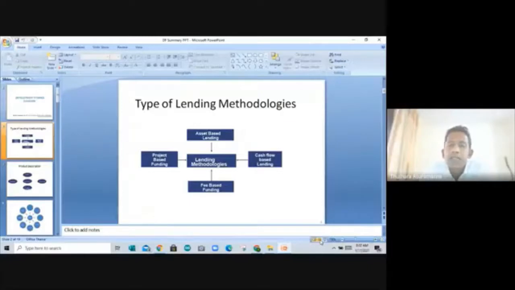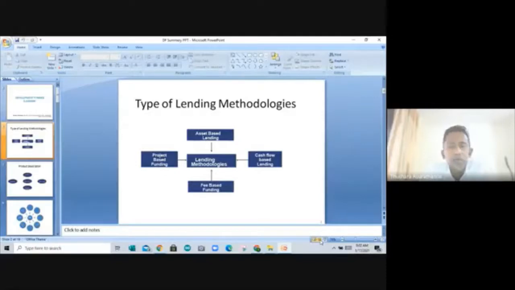The first one was lending methodologies. There are a couple of lending methodologies: the first one could be asset based or collateral based, the second one could be cash flow based, the third one could be fee based, and the last one could be project based.